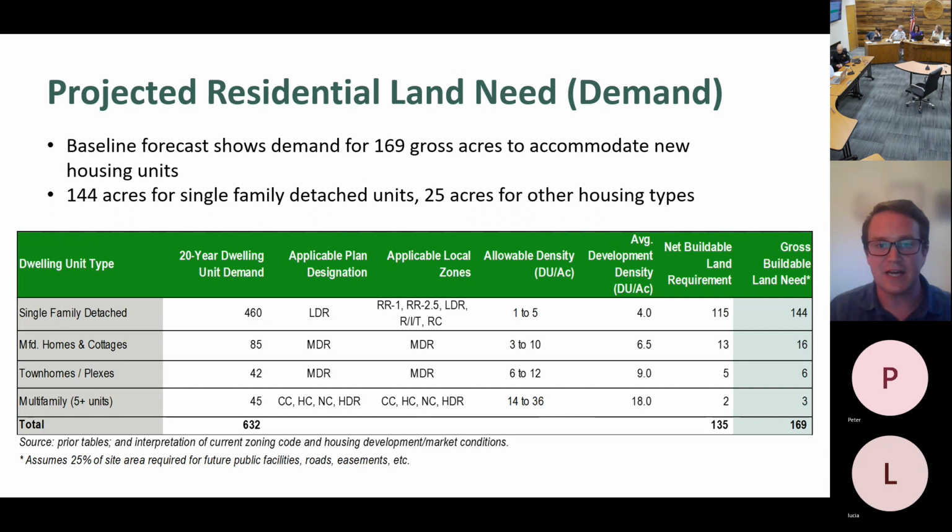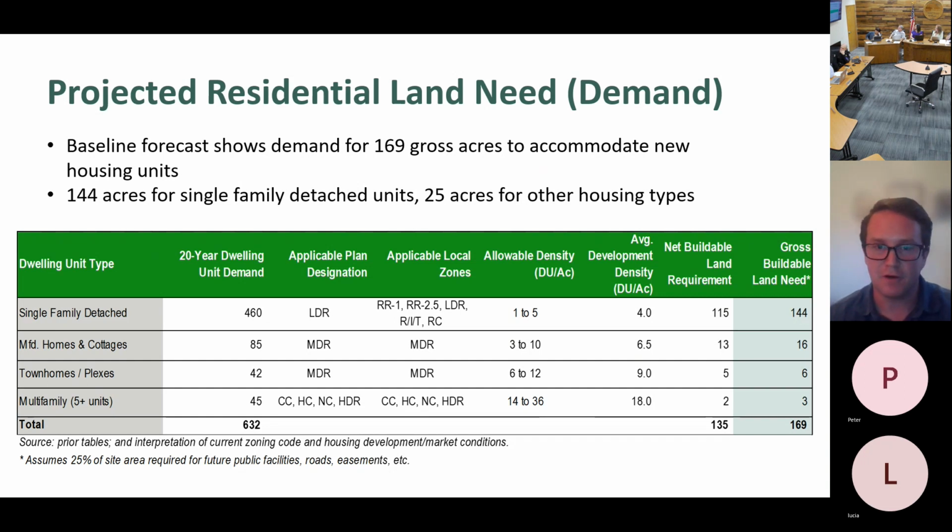Then we identify which lands are likely to be able to accommodate those units based on zoning. For single family detached, we're looking more at low density residential, your RR1, your RR 2.5, LDR in terms of the comp plan. Manufactured homes and cottages, and townhomes and plexes, are both medium density, so we're looking at medium density residential there. And among multifamily, we're looking at commercial lands that allow multifamily development and high density residential lands. So we're taking a pretty broad swath there.